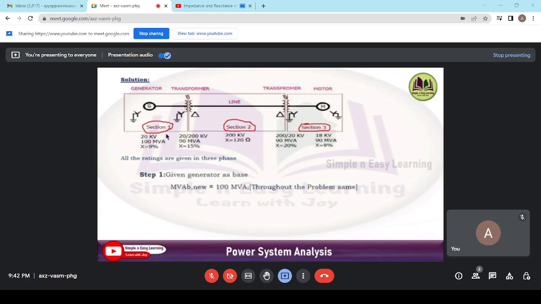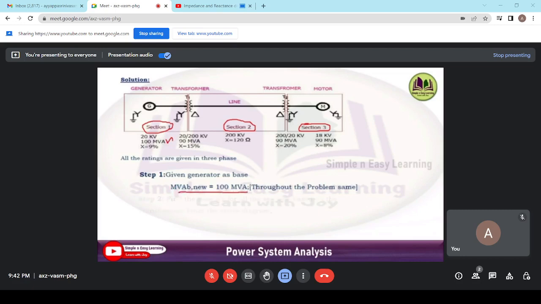Now step 1, you need to find out the base value, or you need to assume the base value. Here in this problem it is specified to choose the base value from the generator side. So you need to select the generator value as a base value. You need to select the base MVA and base kV. First we select the base MVA from the generator side. Generator base MVA is 100 MVA, so MVAB equal to 100 MVA. This remains the same throughout the problem.